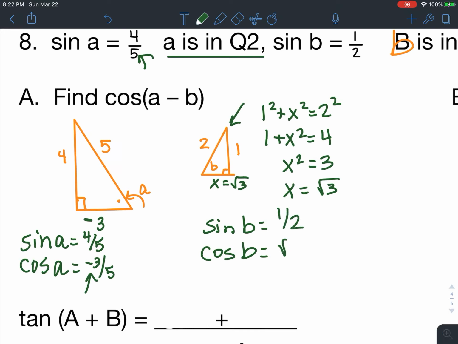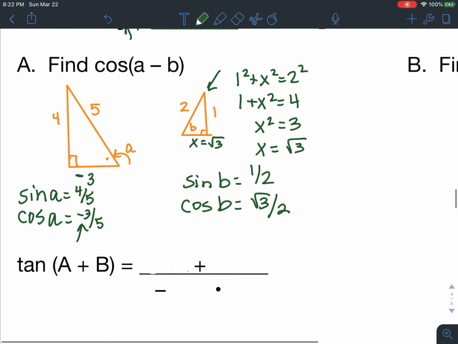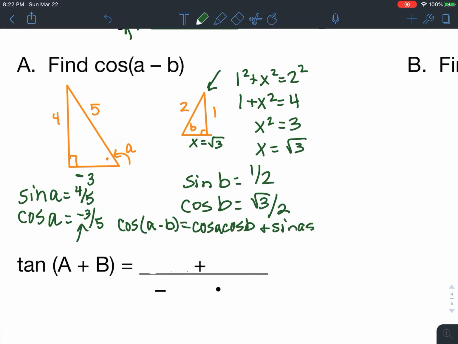Sine of B is 1/2, that was given. Cosine of B is radical 3 over 2. So now I'm all ready to use my cosine A minus B formula. So cosine A minus B equals cosine A cosine B plus sine A sine B.